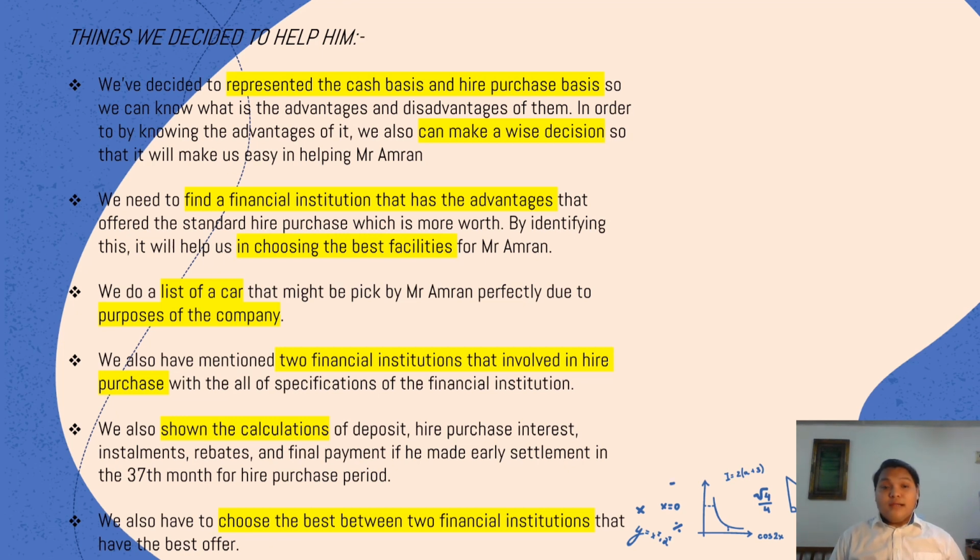We make a list of cars that might be picked by Mr. Amran, suitable for the purposes of the company. We also mention two financial institutions involved in hire purchase, with all the specifications of each institution. Next, we also show the calculations of deposit, hire purchase interest, installments, rebates, and the final payment if he makes an early settlement in the 37th month of the hire purchase period. And we also have to choose the best between the two financial institutions that has the best offer. So these are the things we decided to do to help Mr. Amran in his company.